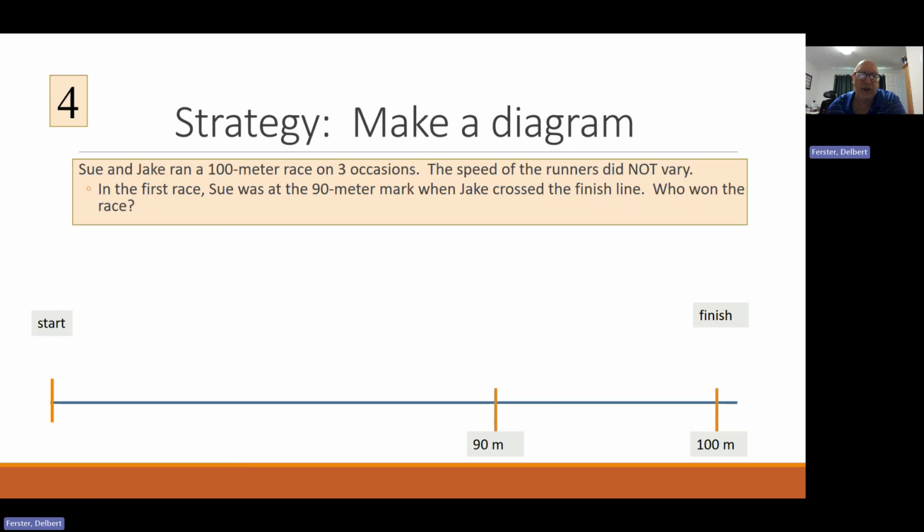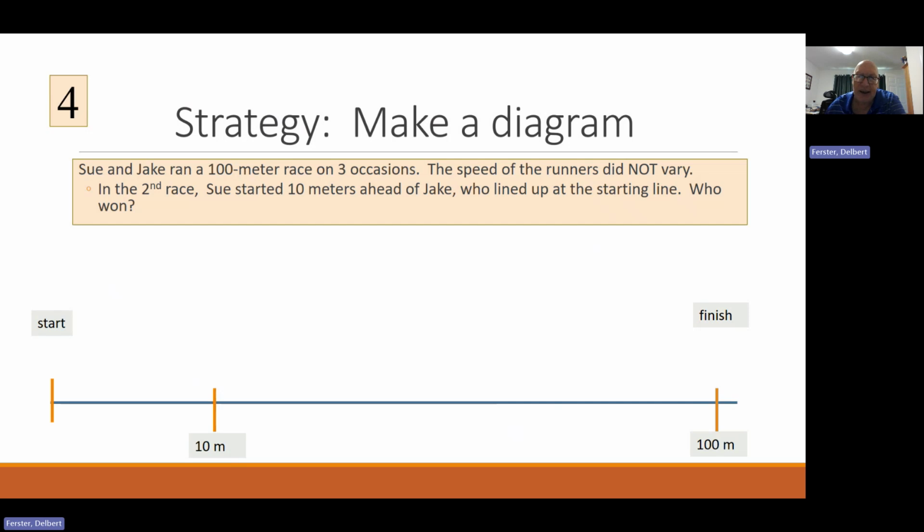Okay, so this is basically a little picture. Here we go. You ready? So at the finish line, we got Jake zooming across, and there's Sue just didn't quite get there. Okay, so the winner of race number 1 obviously was Jake.